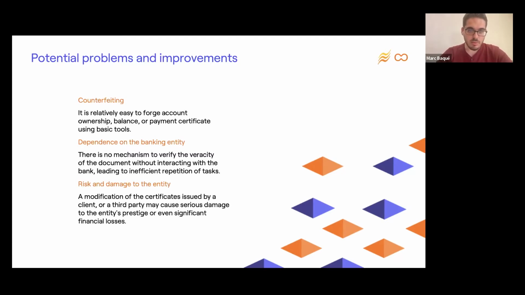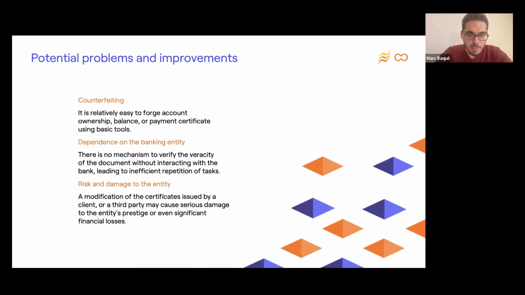Basically, this means that it's relatively easy to manipulate the document using basic tools, for example modifying the balance itself, or for other use cases, modifying the account ownership or payment certificate. So there can be counterfeiting issues in there.